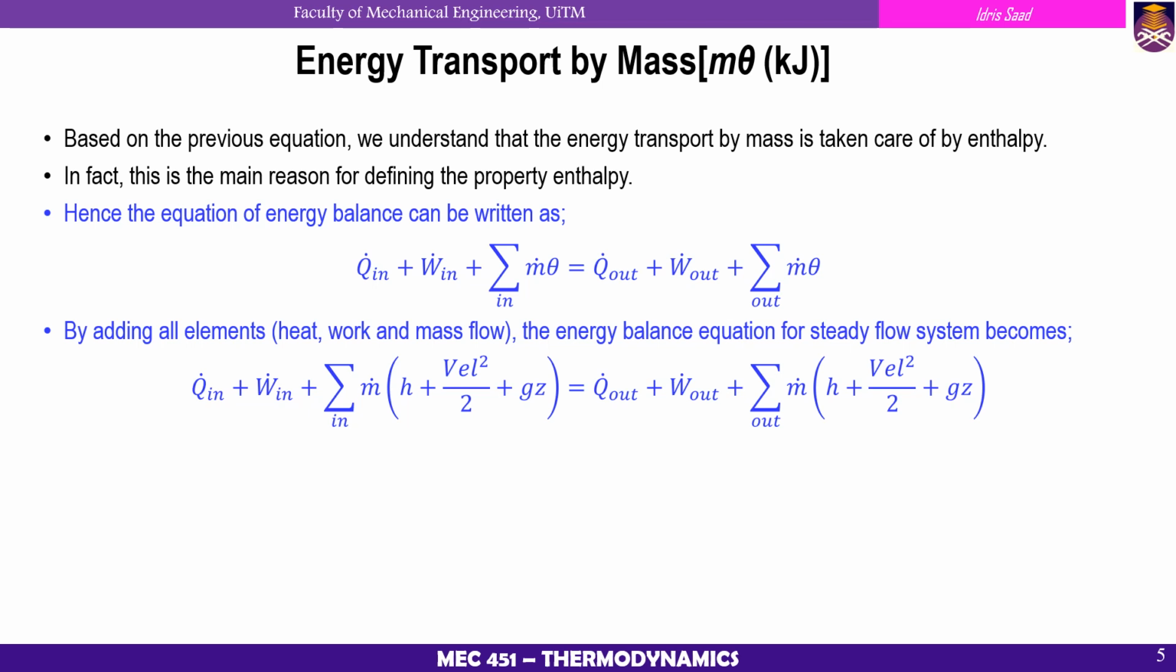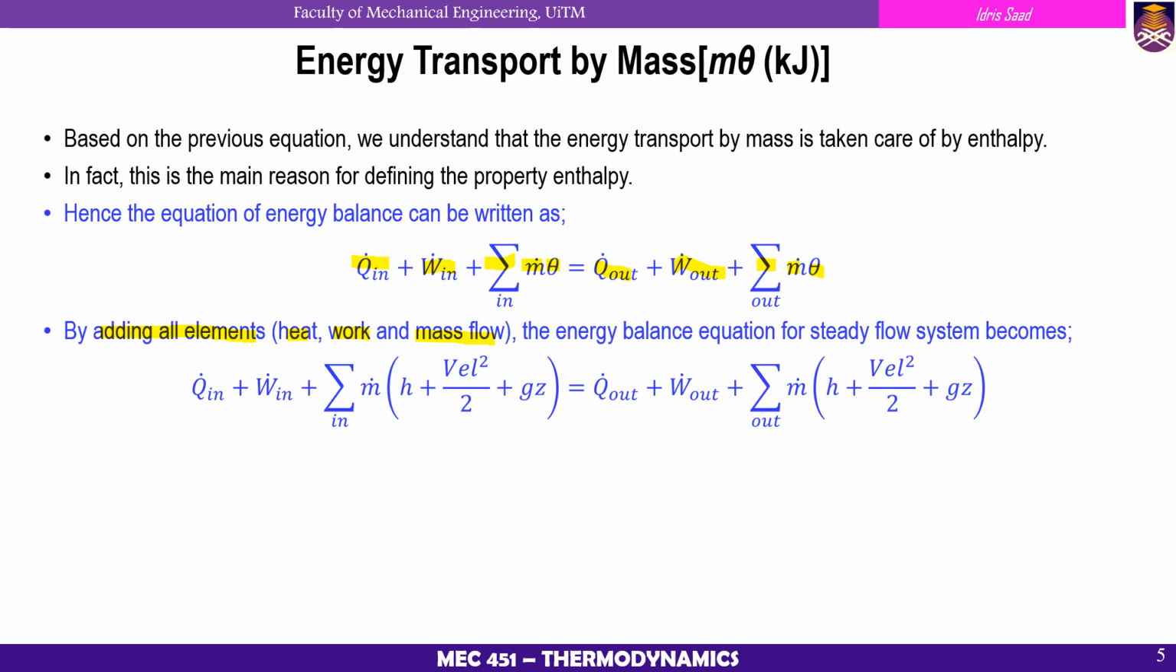Therefore, the equation of the energy balance for a steady flow system can be written as Q dot in plus work dot in plus the summation at the inlet of the mass flow rate times theta, which is the energy of the mass flow, is equal to Q dot out plus work dot out plus the summation at the outlet of m dot times theta.